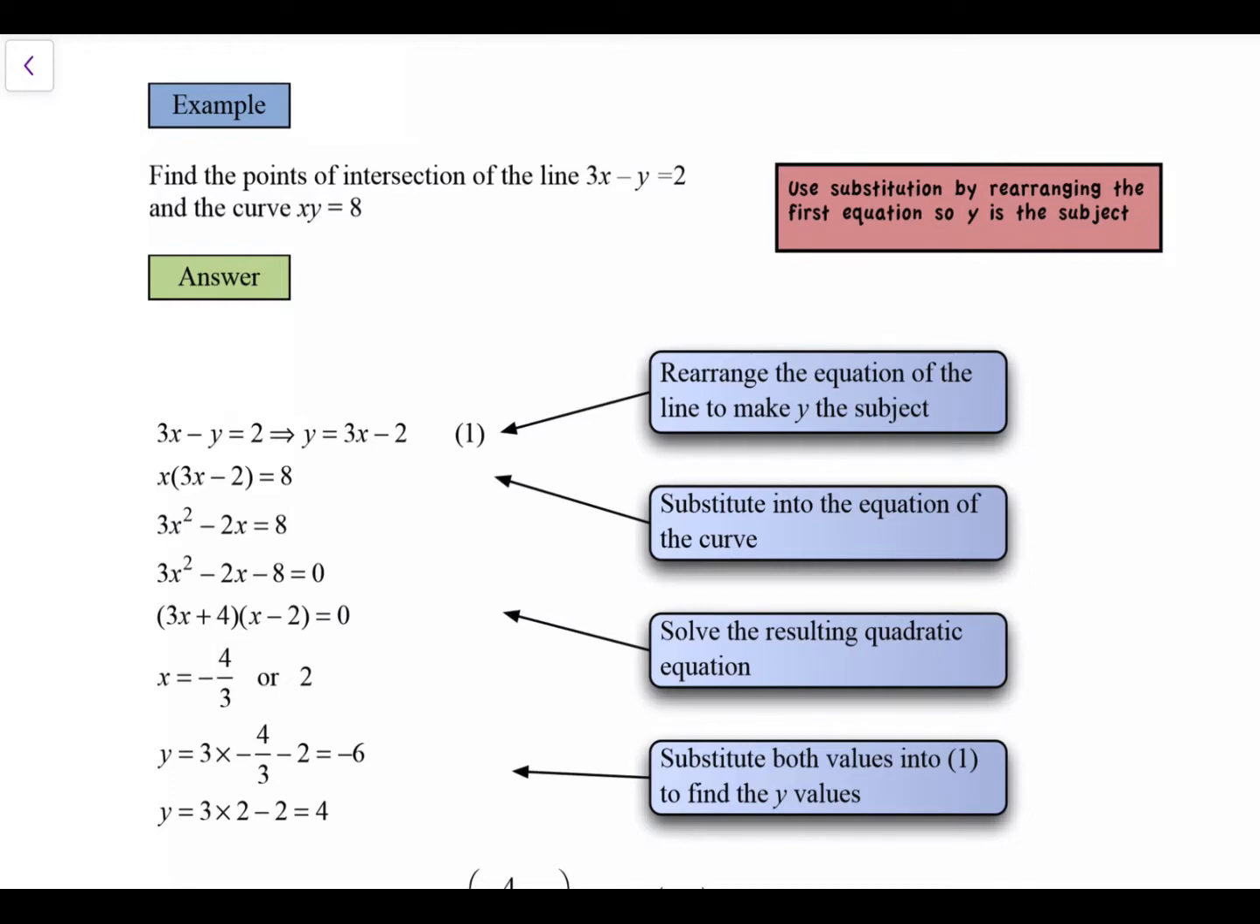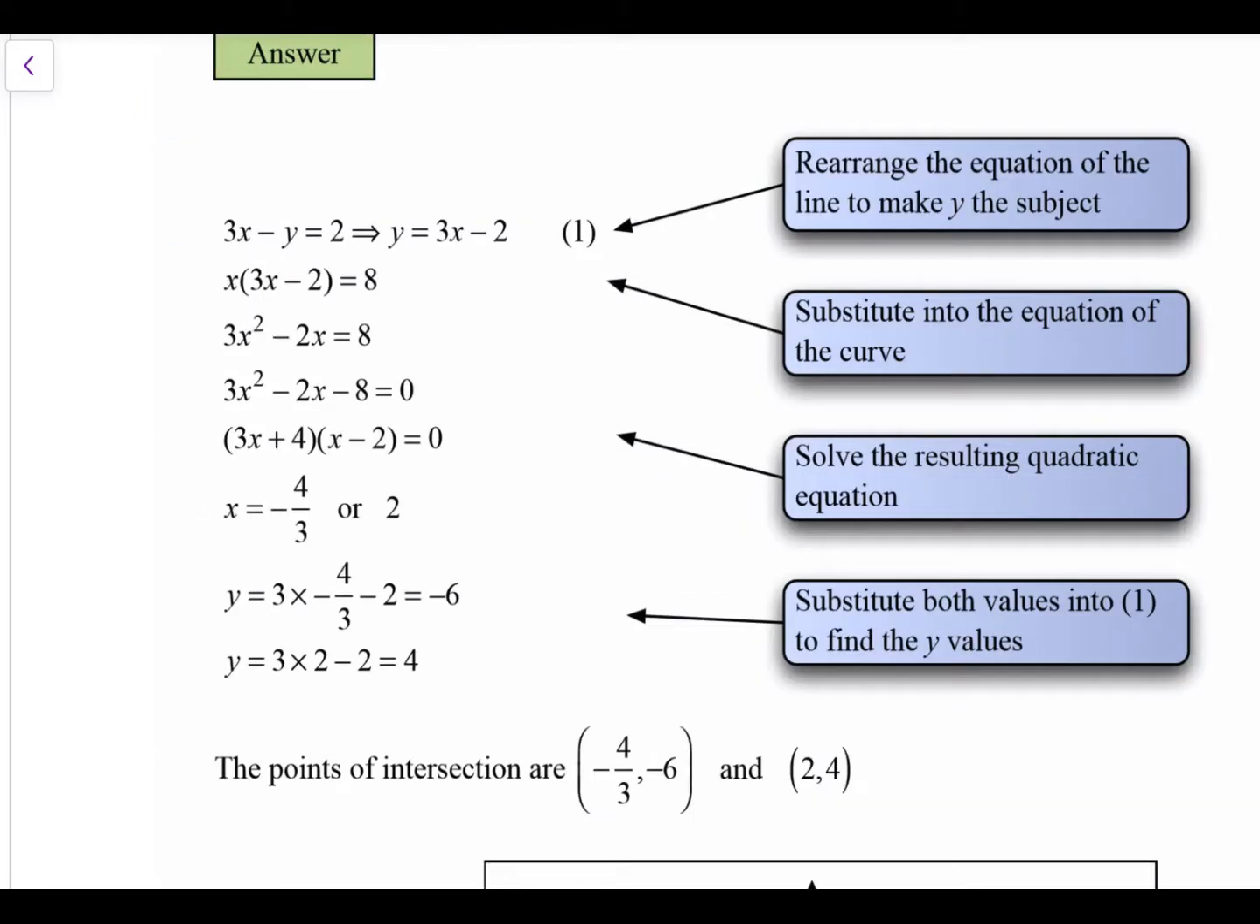The way we're going to solve this is rearrange the first equation here so we make y the subject. So that's the first thing there, y is 3x minus 2. Then substitute that into the equation of the hyperbola, xy equals 8. When we do that, we end up with a quadratic equation. So we expand the brackets out, we rearrange so everything is on one side equal to 0. And again, we try and factorize. And this one here factorizes nicely. We get two x values, substitute in to find the y values, and that gives us the points of intersection.